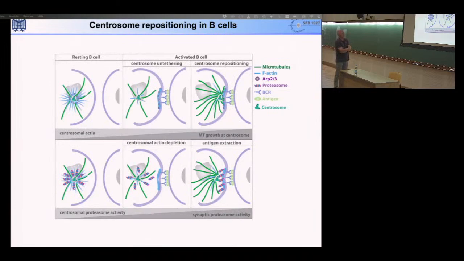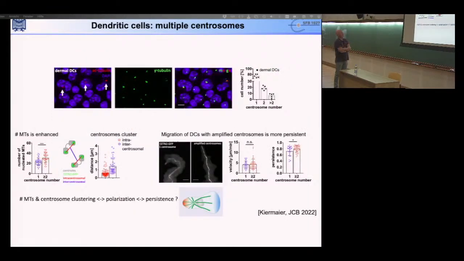I just want to mention that centrosome repositioning is also relevant in B cells, and it is also relevant in dendritic cells.